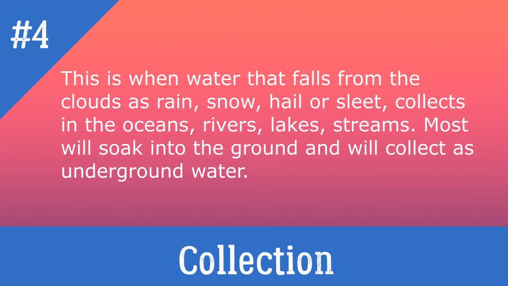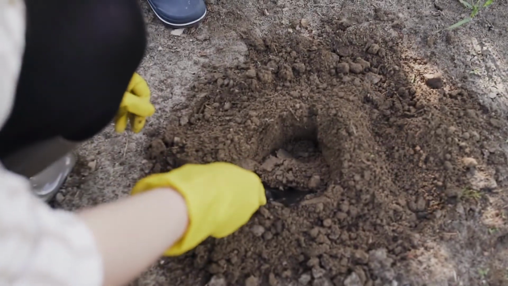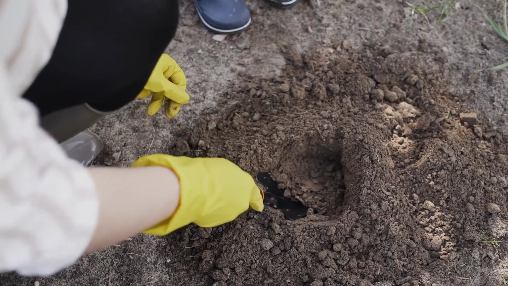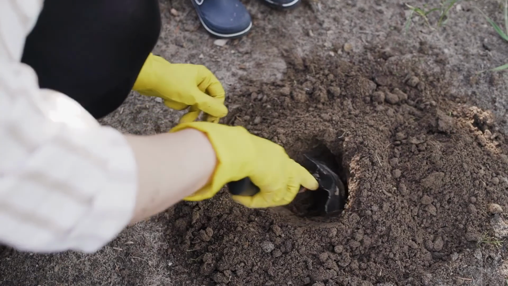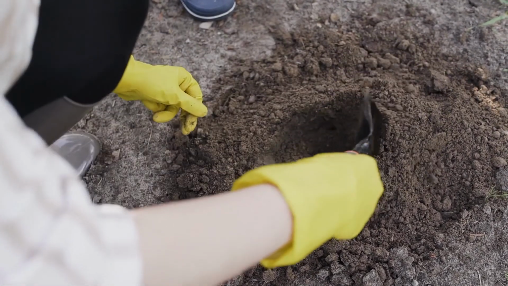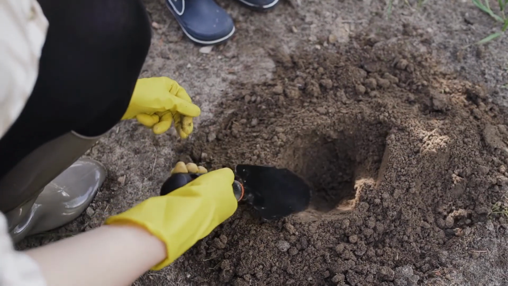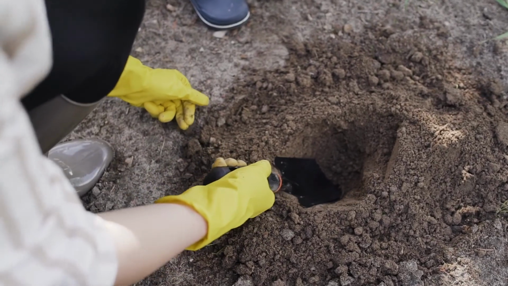Now most of this water will soak into the ground and will collect as underground water. So maybe you are digging. Sometimes it happens that as you're digging, you will find water coming out from the place you're digging. It is not that you have broken a pipe or something like that. It is the water that has fallen down from the clouds, rain, and rain has gone on the soil. So the water will go underground and stay there.